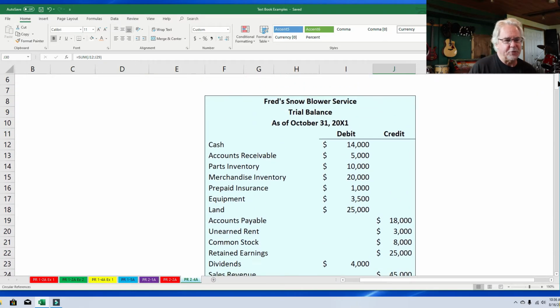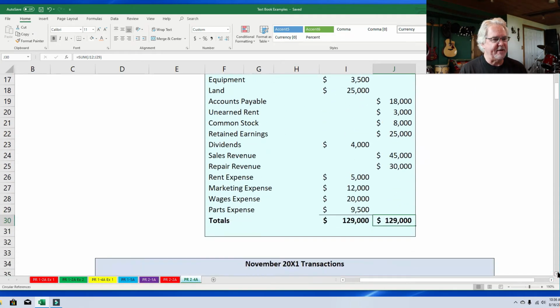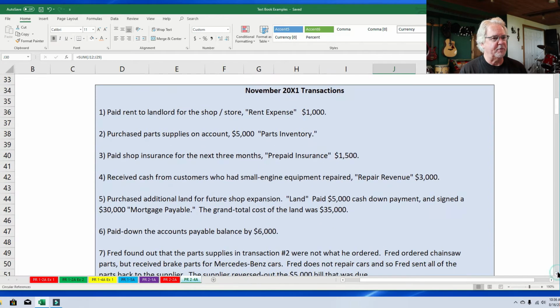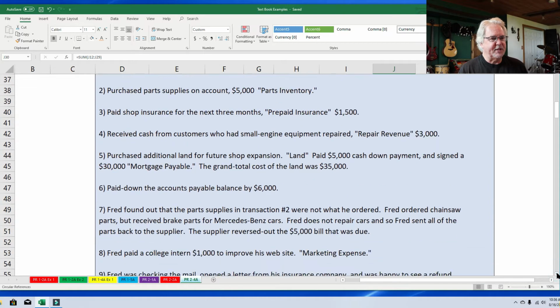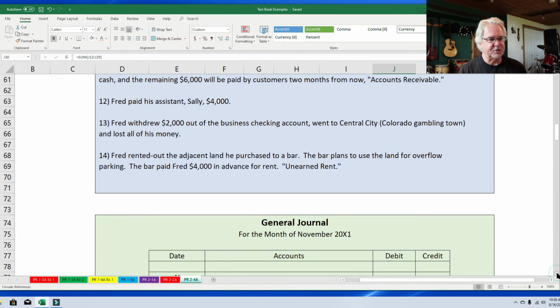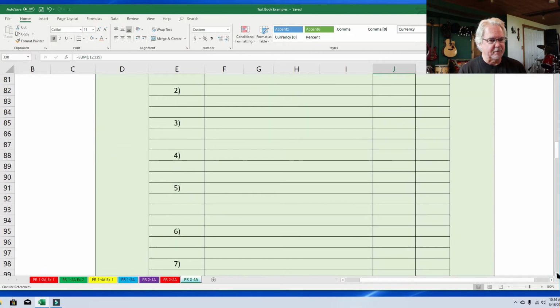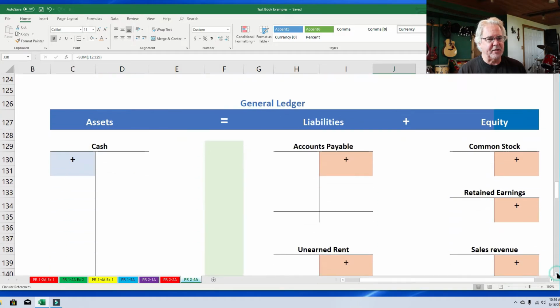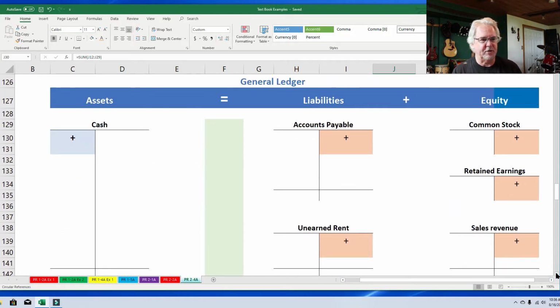Now, what's going on? We're going to do the transactions for November. We have a lot of transactions for November, about 14 of them, I think. And we'll take care of those, and I'll teach you some good ways to do these transactions, some rules of thumb to help make them easier. We're going to put these transactions into the general journal. Now, we also have a general ledger down here, and there's no numbers in here right now.